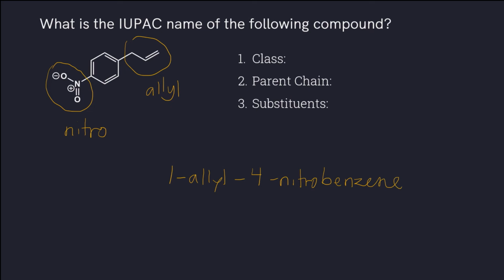We write allyl first because it is written in alphabetical order, with A coming first before N. And we give allyl the lower locant by numbering it this way, because it's the first substituent listed in the name, so we give it the lowest locant. If we number it the other way around, we'd still get the same set of locants, 1 and 4. So we give priority to allyl because it is first in the name.